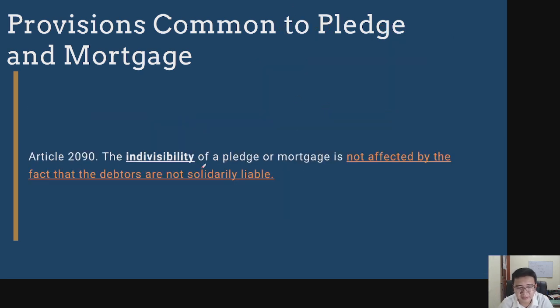Article 2090: The indivisibility of a pledge or mortgage is not affected by the fact that the debtors are not solidarily liable. So what is the meaning of this? The principle of indivisibility of a pledge or mortgage that we are talking about will not be affected by the fact that they are not solidarily liable. When they are not solidarily liable, what you are saying is that the obligation is joint. Okay? So, the mere fact that the obligation is joint, guys, you should have a strong background in obligations and contracts. Because in a joint obligation, however many of them borrowed, they divide the debt among themselves. Okay? They divide it.